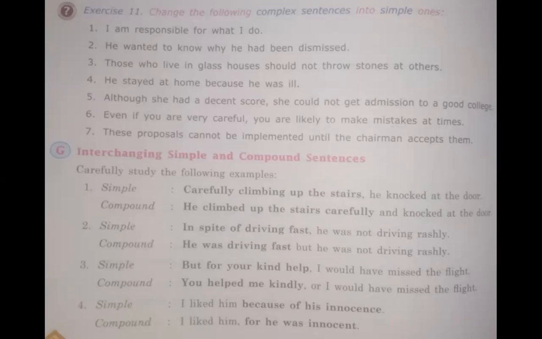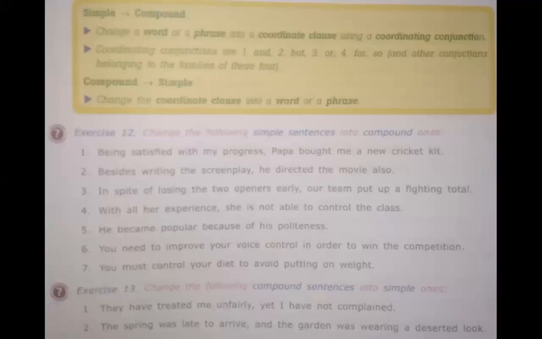Right, everyone? So let's just be ready to solve the sentences. See, some words are given here, simple to compound. Change a word or a phrase into a coordinate clause using a coordinating conjunction. As I have told you, the coordinating conjunctions are given here, like and, but, or, for. And compound to simple: when you change the coordinating clause into a word or a phrase, a simple phrase or a word, that can also be used. So let's just see, we have the first sentence with us. Change the following simple sentences into compound ones.